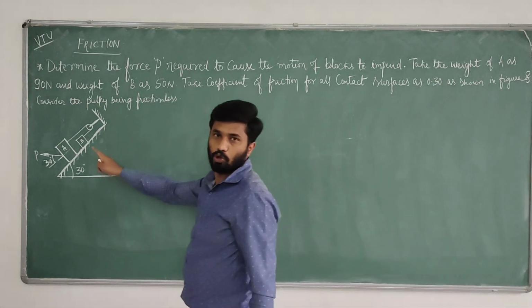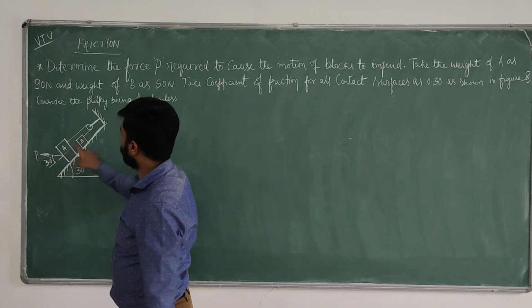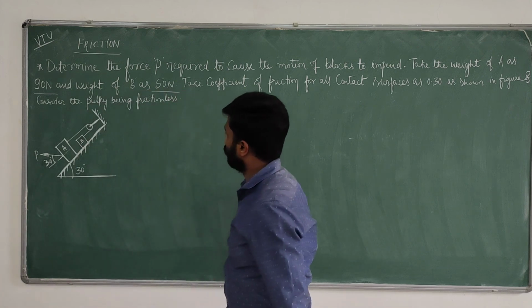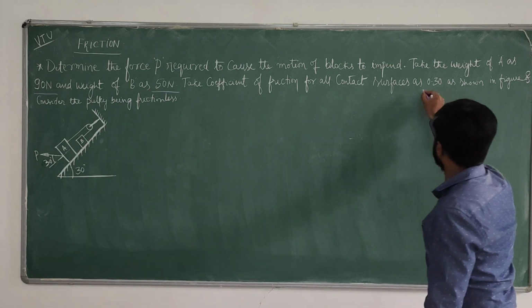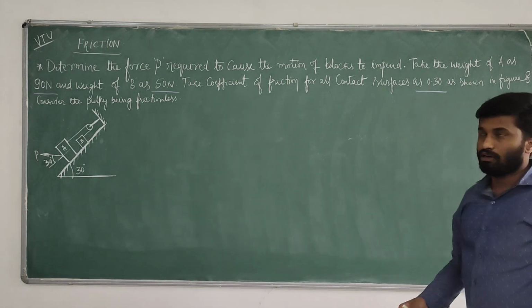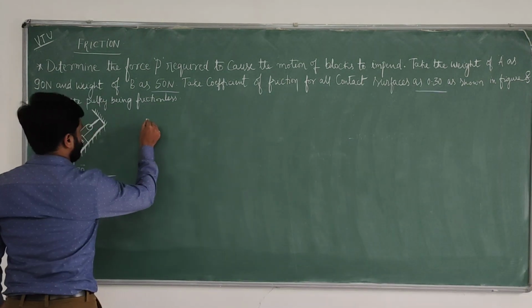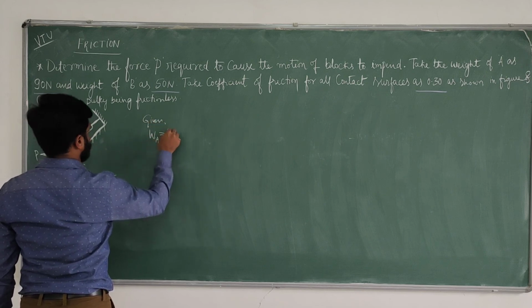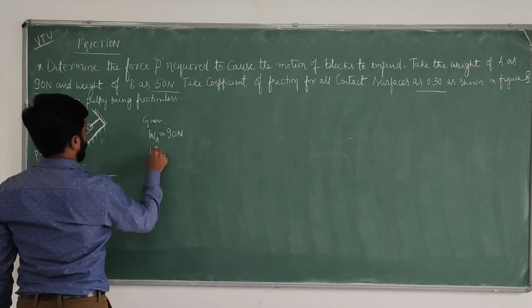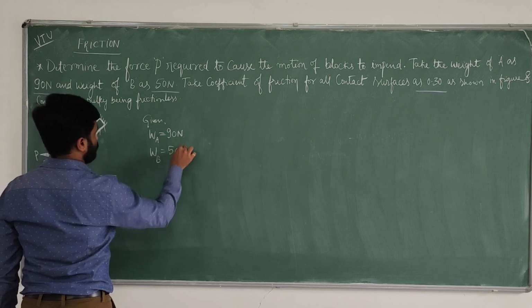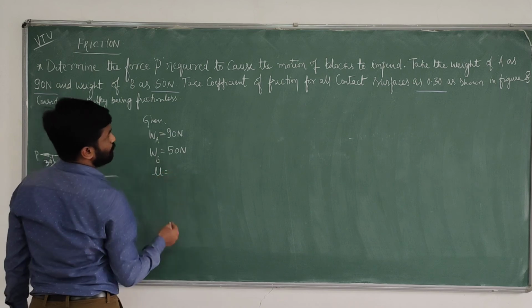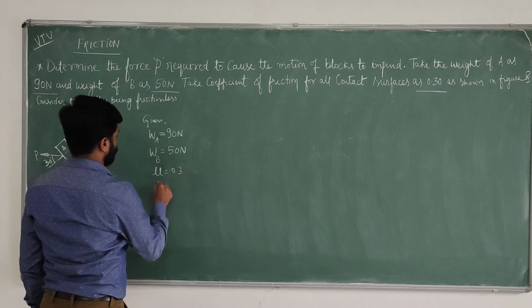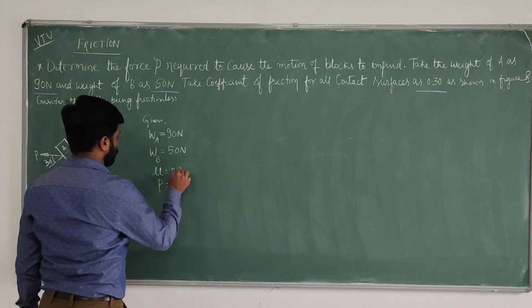A and B are the two blocks. Here A weighs 90 Newton and B weighs 50 Newton. Take the coefficient of friction for all contact surfaces as 0.3. So what are the given things? Weight of A equals 90 Newton, weight of B equals 50 Newton, and mu for all contact surfaces, mu A and mu B, both are the same, equal to 0.3. We are required to compute the P value.